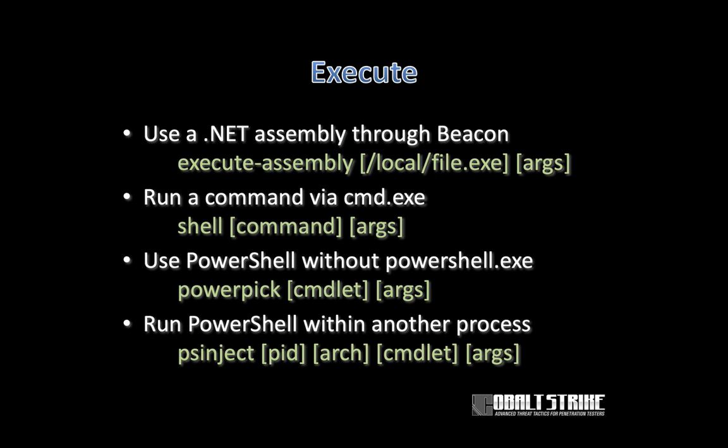You can use the shell command to run a command and arguments via cmd.exe. You can also use PowerShell without PowerShell.exe. That is the PowerPick command. PowerPick is another example of fork and run. Like execute assembly, Cobalt Strike's Beacon will run a temporary process, inject a DLL that loads the .NET Common Language runtime, and runs an assembly that will set up the PowerShell DLL and pass your commandlet and arguments to it. psinject is a variant of PowerPick, but you can target a remote process with psinject.